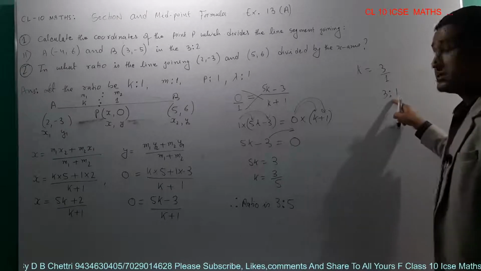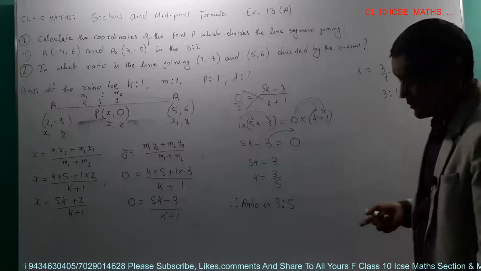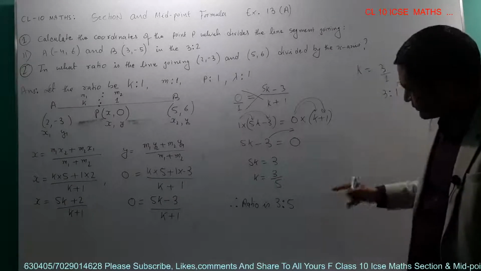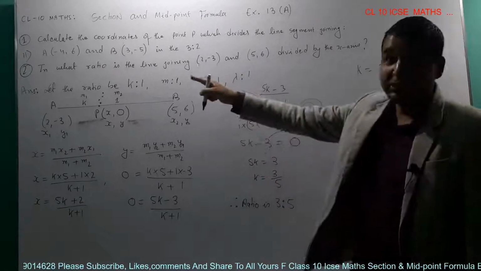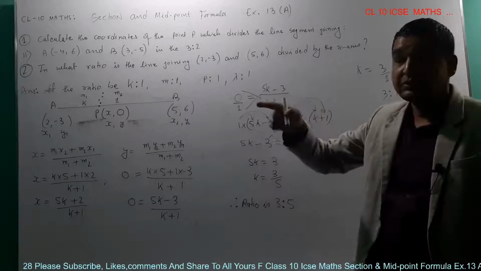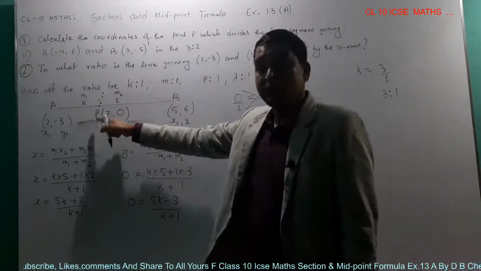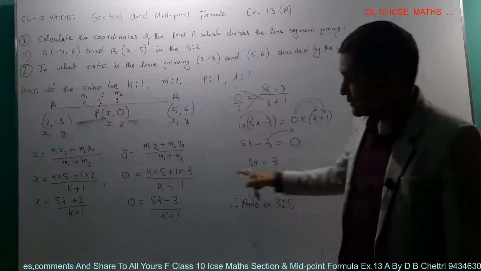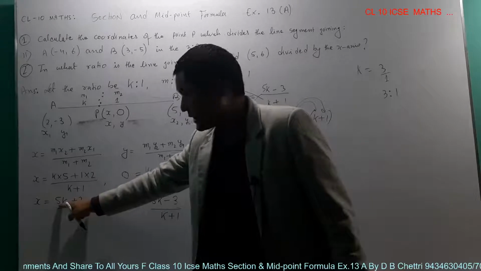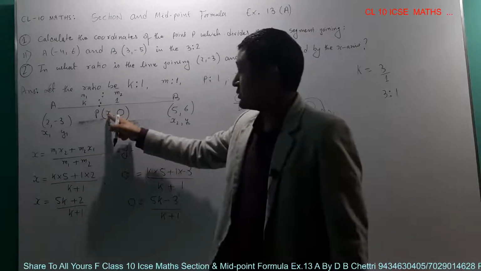And what is the ratio? Ratio is another form of fraction or division. Now we got the value of the ratio. The question asks to find the ratio only. Sometimes the question asks to find the coordinate of the dividing point. In that case, after getting the value of k, substitute k by its value here to get the value of x. After getting the value of x, substitute here to get the coordinate of the dividing point.